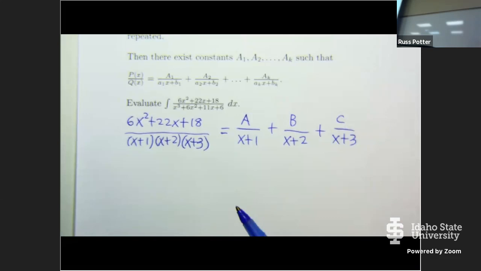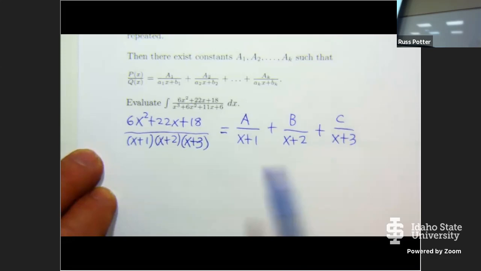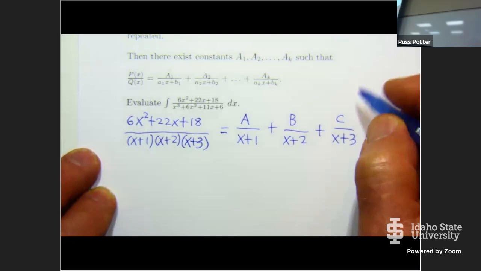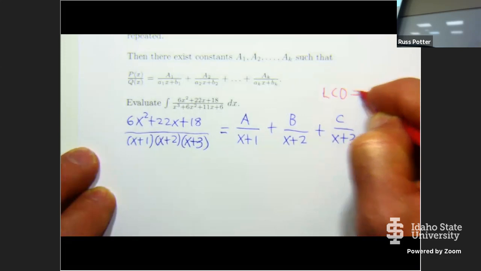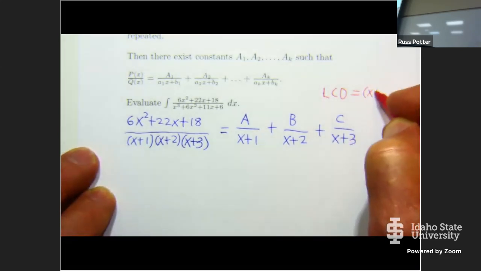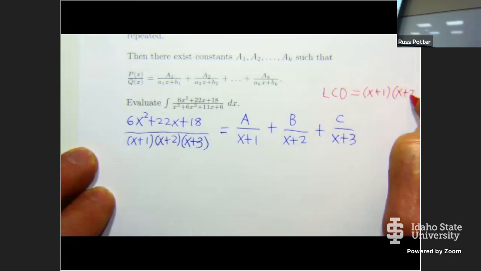There are a couple of techniques for finding A, B, and C. This one's going to be nice for one of the methods. So what we do is we multiply every term on both sides by the least common denominator, or the least common multiple of the denominators. So I'll note up here that the least common denominator is just the product of x plus 1, x plus 2, and x plus 3.